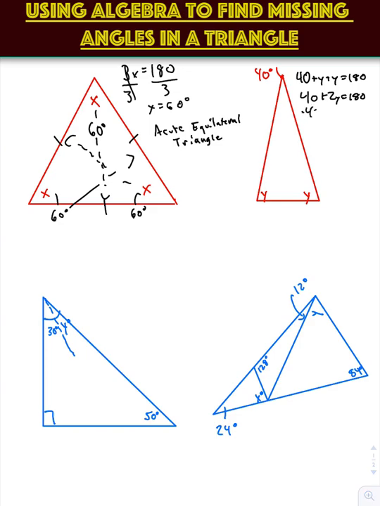Go ahead and subtract the 40 from both sides. We are left with 2y equals 140. When we divide by 2, we find that y equals 70. So these two angles are 70 degrees compared to our top angle being 40. I want you to go ahead and think about how we would label this triangle in terms of its angle and its side length.